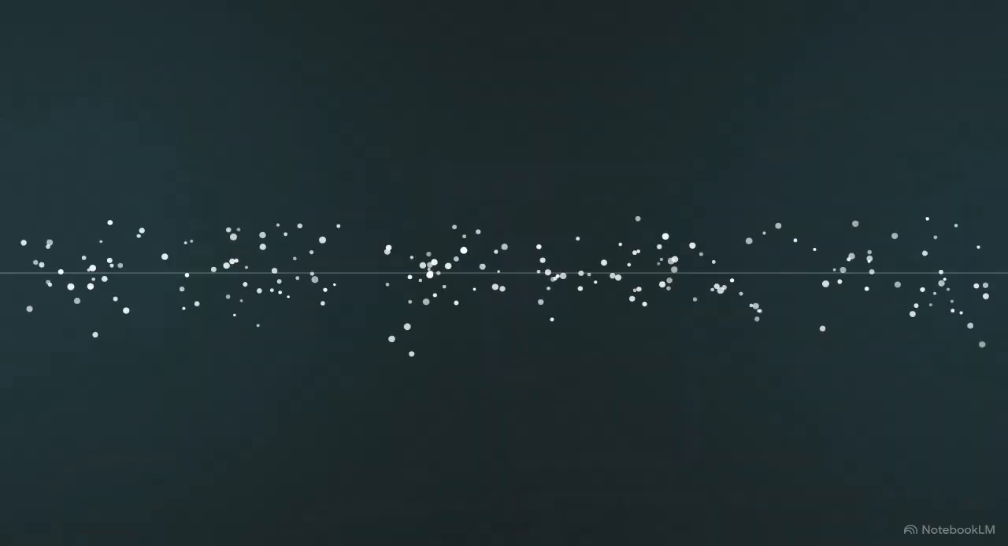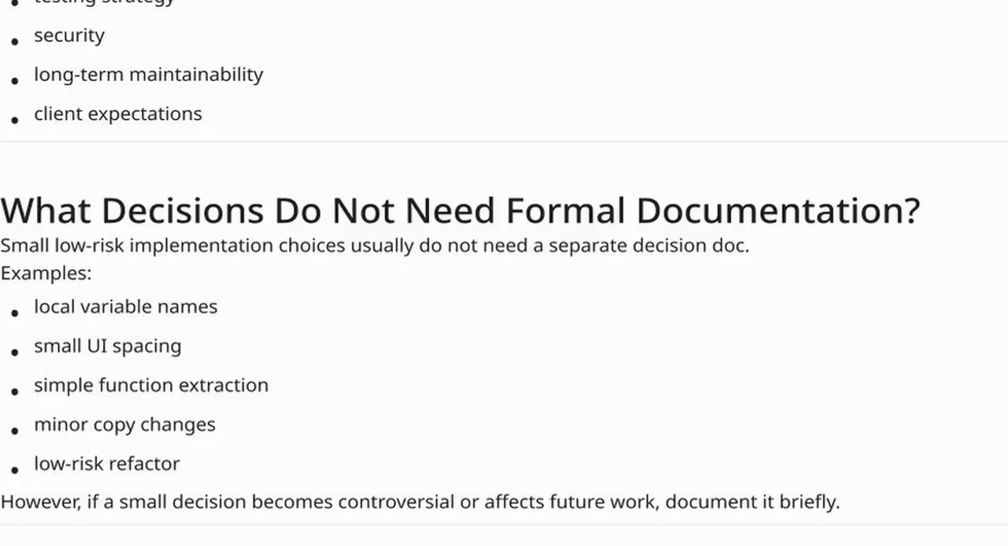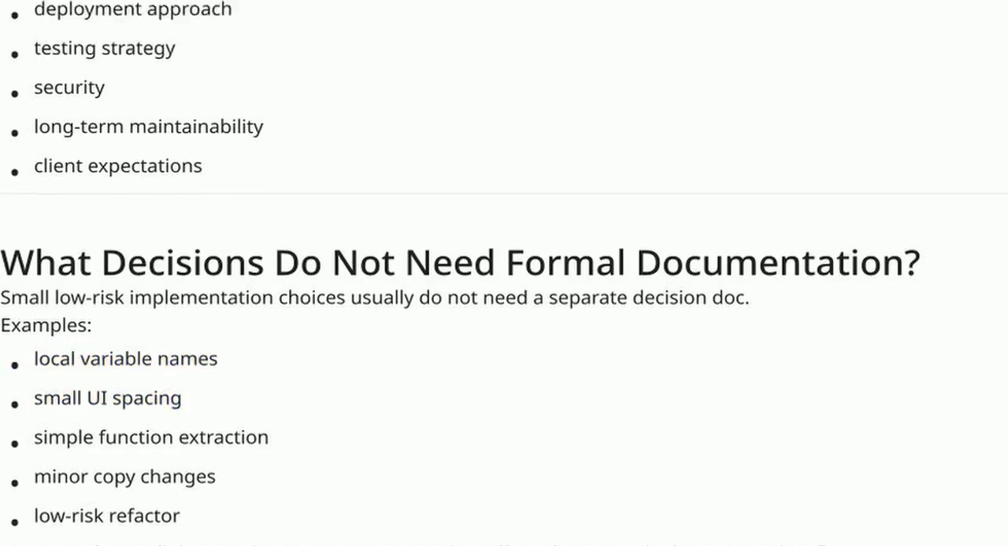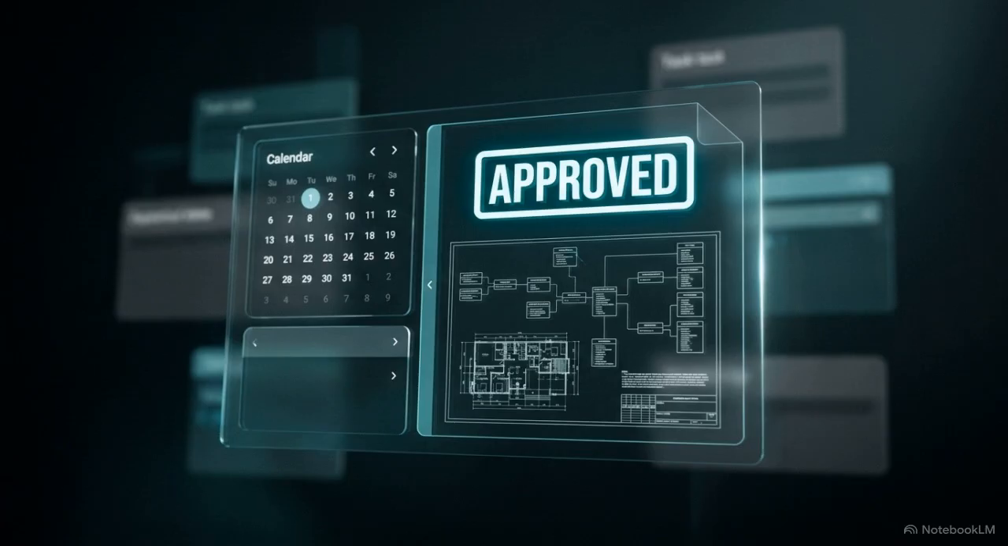Low-risk choices don't need formal documents. Naming variables or adjusting UI styling, skip the paperwork. High-impact areas, however, demand a record. If a choice affects the architecture, database design, or authentication, it must be written down. By filtering out the daily noise, you protect your engineering hours while ensuring nobody wastes time relitigating major infrastructure choices 6 months down the line.